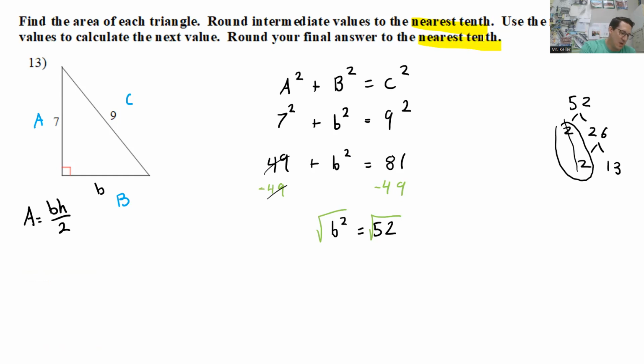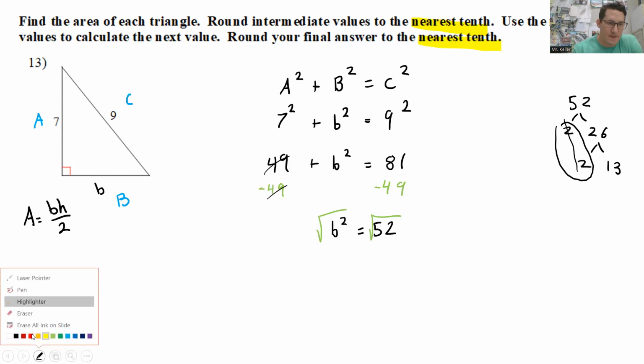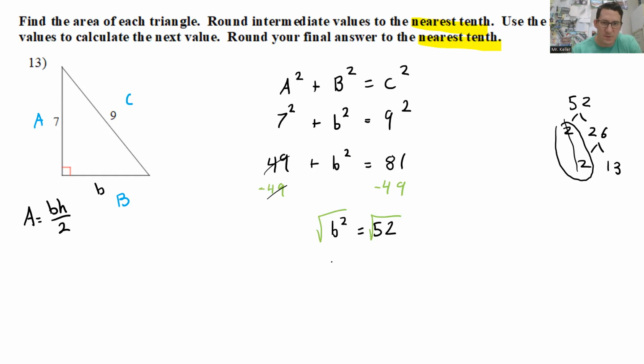We're doing decimal. So let me do the square root of 52. I need a different calculator. I had a cheater calculator that gave me the answer in simplified radical form. I want decimal. So this is 7.2. So B is equal to 7.2.